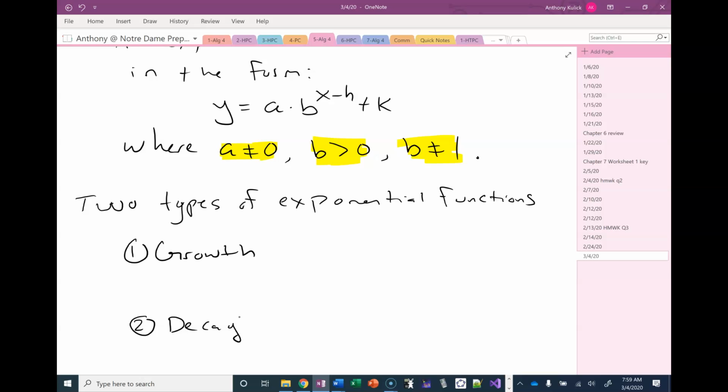So if I look at my equation for my exponential function, which one of the parameters, a, b, h, or k, do you suppose is going to be the indicator to whether this is going to be growing or shrinking?